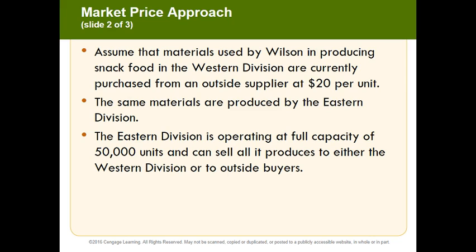So here we're assuming that all materials used by Wilson in producing snack food in the Western Division were currently purchased from an outside supplier at $20 per unit. The same materials are actually produced by our Eastern Division. They are operating at full capacity, and they can sell all of the products that it produces to either the Western Division or to outside buyers. This makes the Western Division an equally competitive buyer to all the other outside buyers.